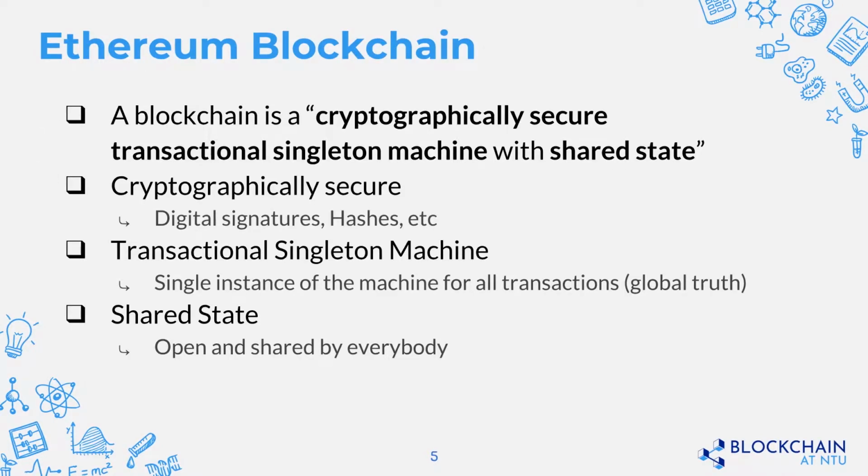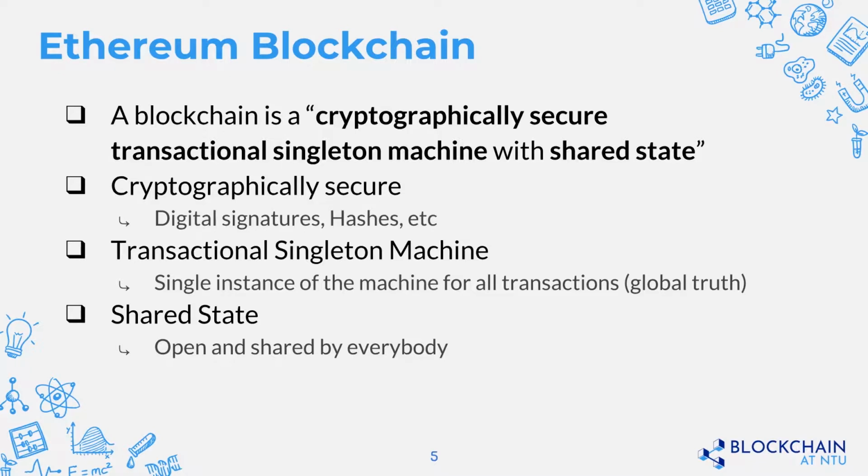So the Ethereum blockchain, you can define it as a cryptographically secure, transactional singleton machine with a shared state. This sounds like a handful, but let's break it down. Cryptographically secure is something that we have already gone through many times using digital signatures and hashes. The hash chain ensures that the blockchain is cryptographically secure.